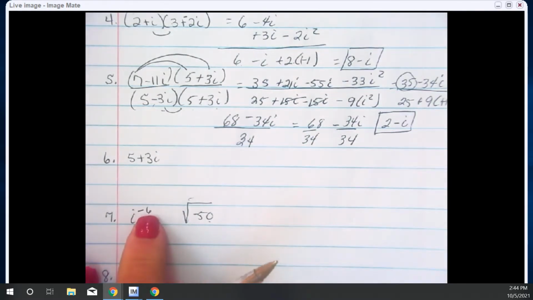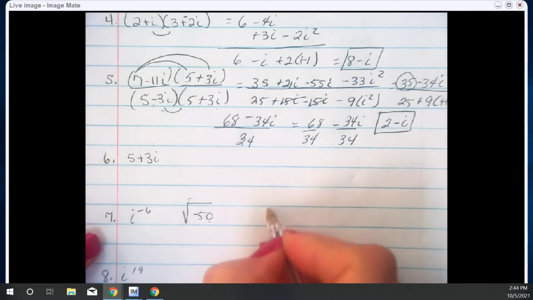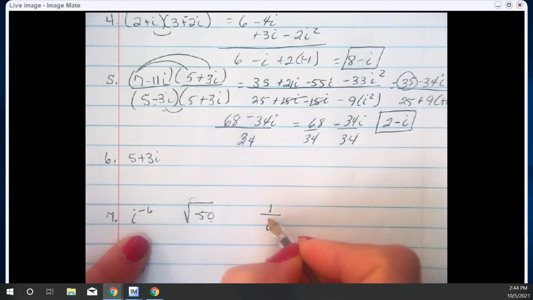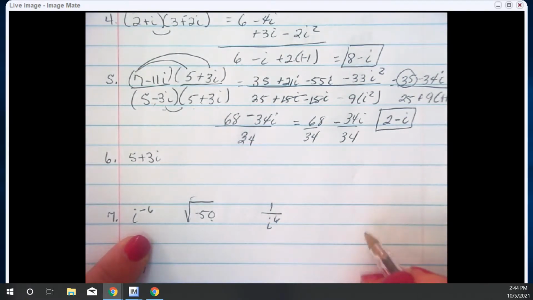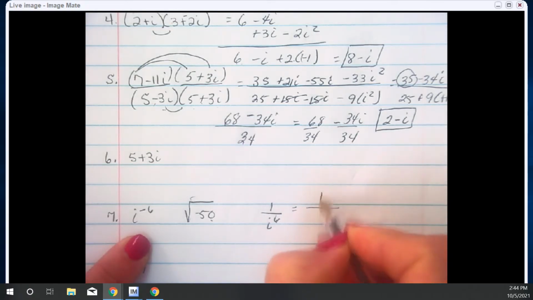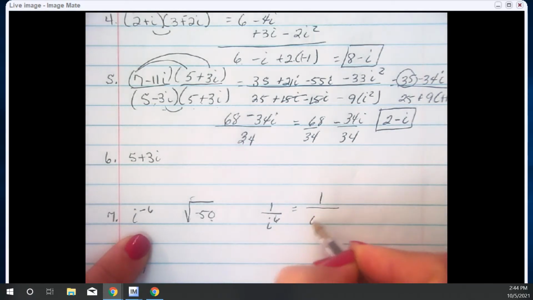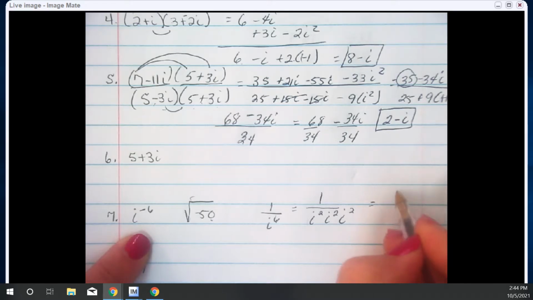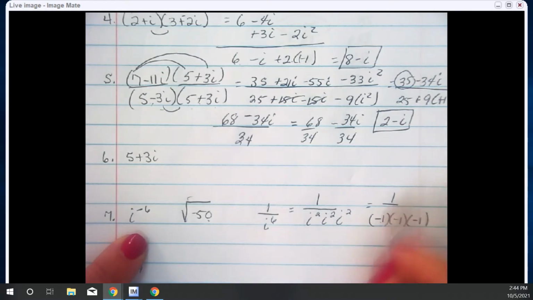And this is i raised to a negative exponent. Let's look at the i to the negative 6. To get rid of a negative exponent, you move it into the denominator, and it becomes positive. We have a fraction. We have i squared, i squared, i squared. i squared is a negative 1. So if I replace negative 1 with all the i squares, a negative times a negative is a positive, and the answer is a negative 1.